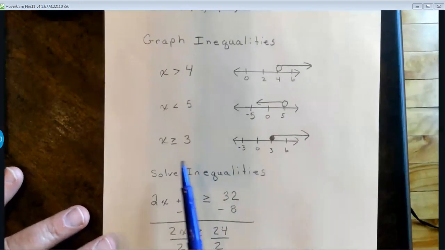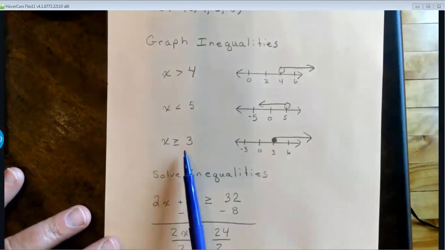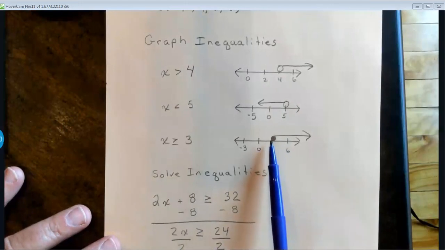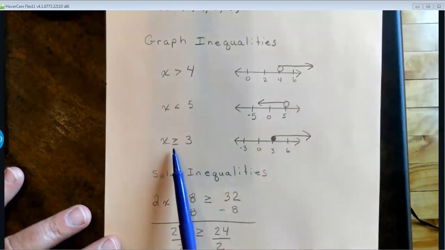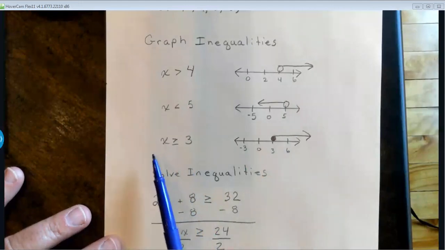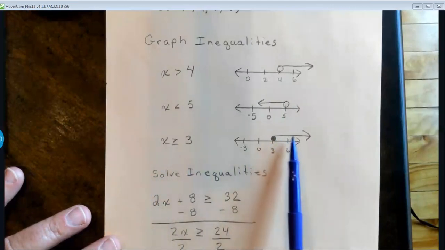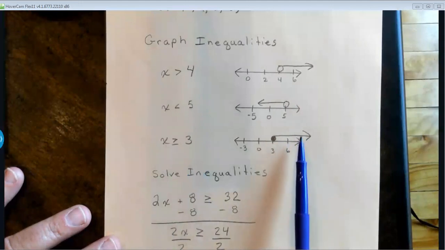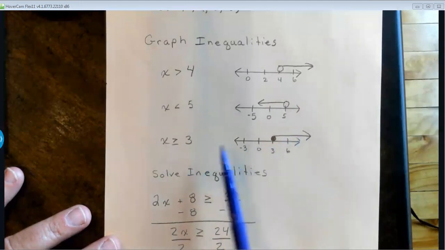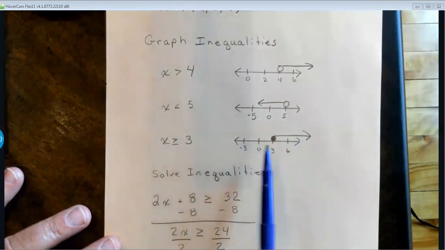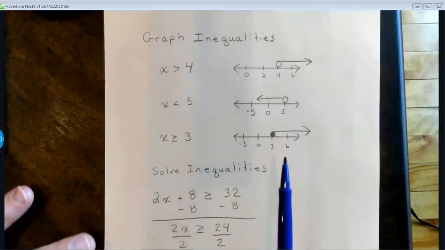And then the last one, X is greater than or equal to 3. Here now we're going to put a closed circle at 3, showing that 3 is included because it's greater than or equal to. If it was less than or equal to, we'd also have a closed circle. Again, our arrow goes to the right because everything that we put in for X that is greater than 3 would be a true statement.